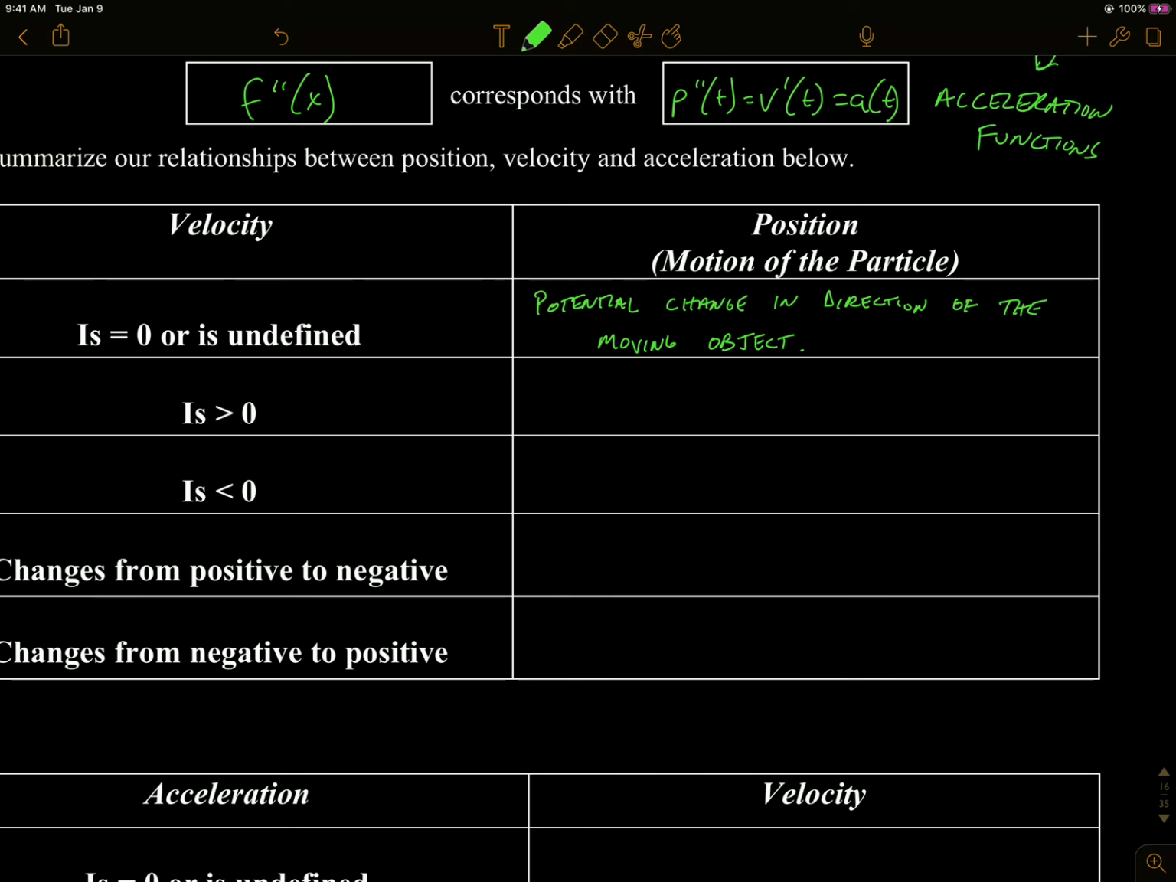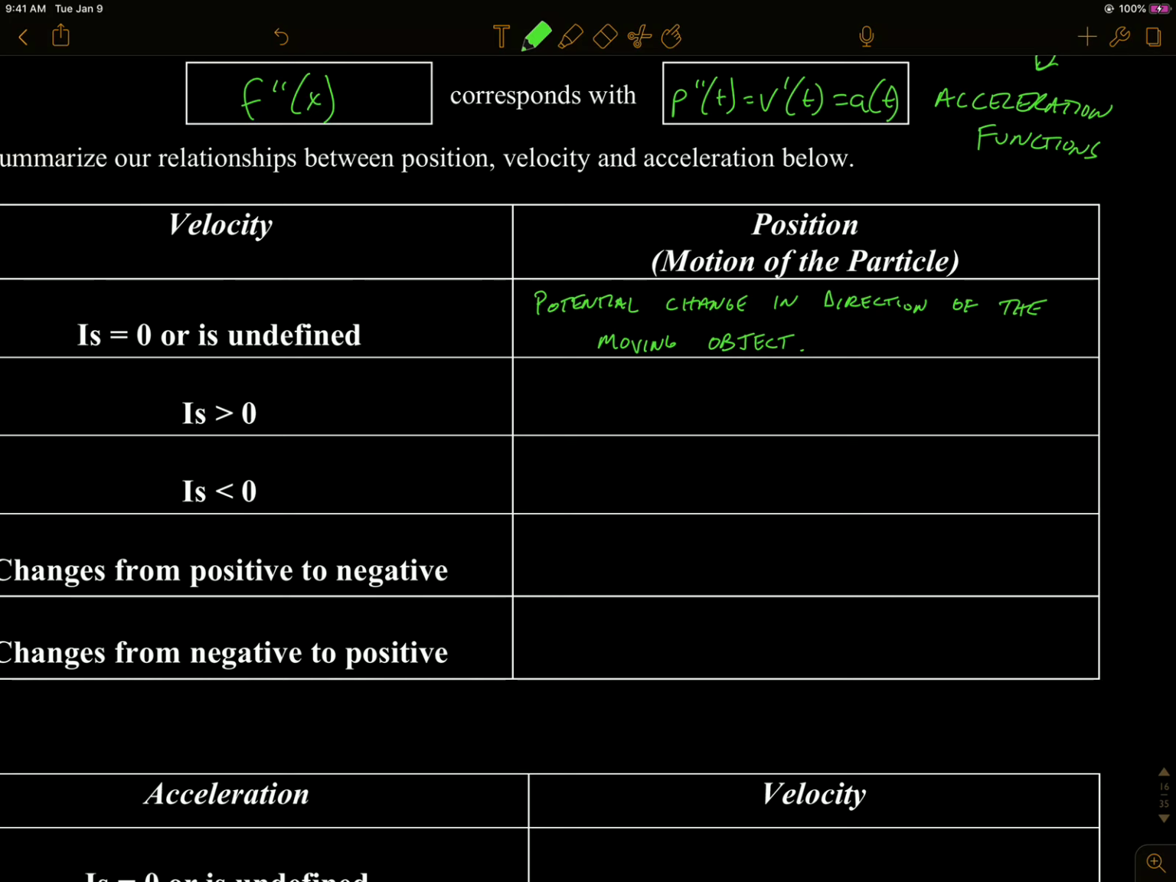Keep in mind that it could stop and then continue going in the direction it was going. That's why we say potential. It's all related back to maximums and minimums, right? Whenever velocity is 0, we have a potential max or min on the position, meaning a maximum being furthest right and a minimum being furthest left. That's how I think of it.